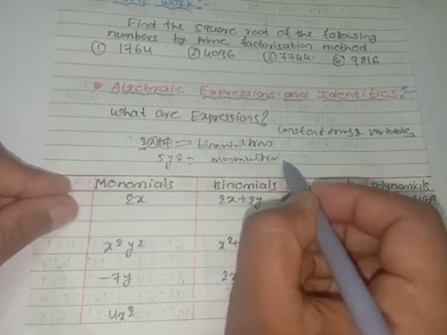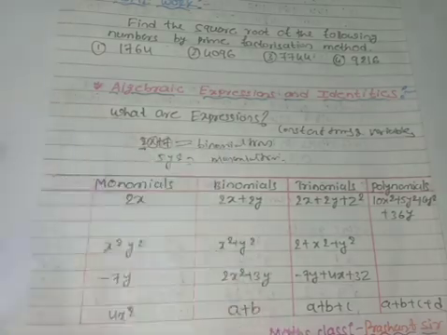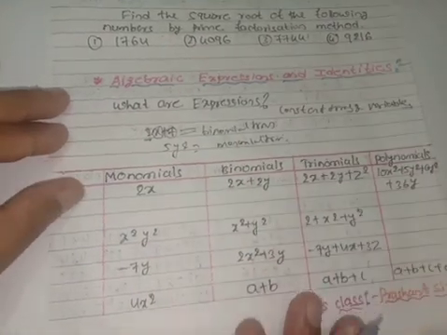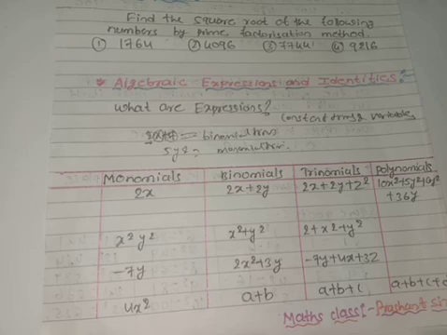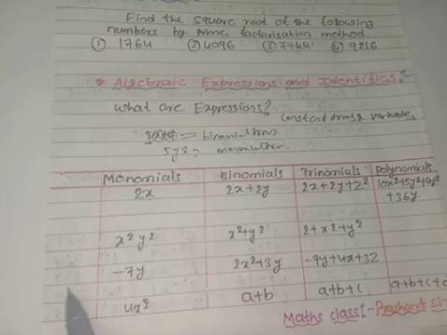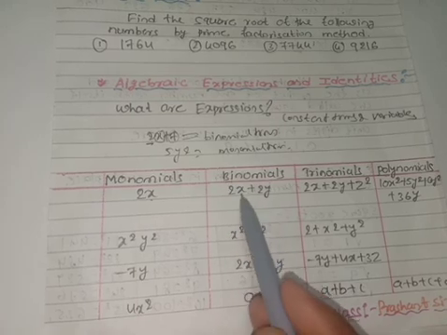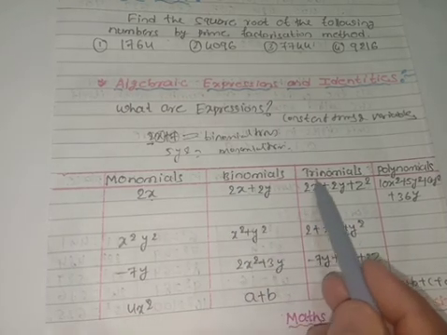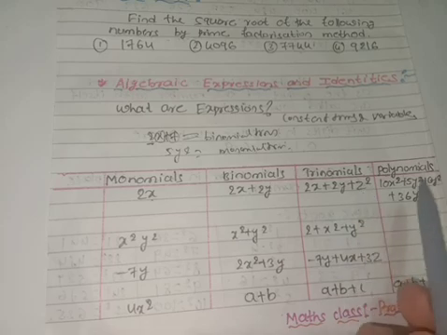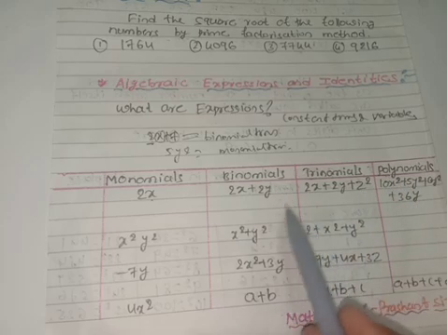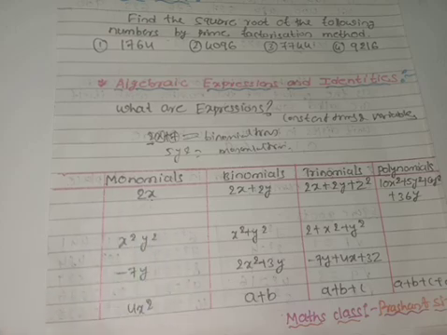Monomial term. Yes. Now the question arises, children: what is a monomial, binomial, trinomial and polynomial? Simply, a monomial has a single term, a binomial has two terms, a trinomial has three terms, and a polynomial has three or more terms. The word says it: mono means single term, bi means two terms, tri means three terms, and poly means three or more, many.